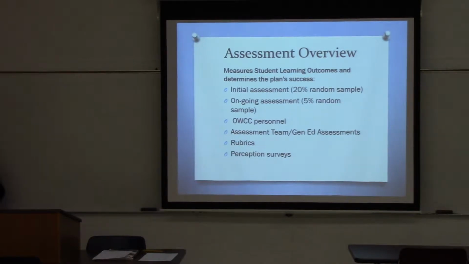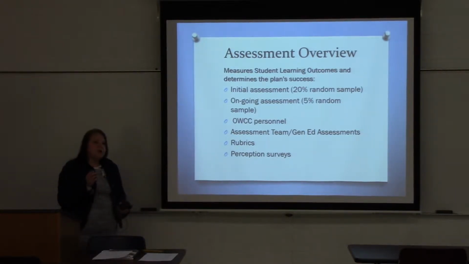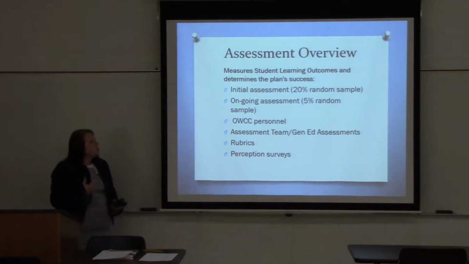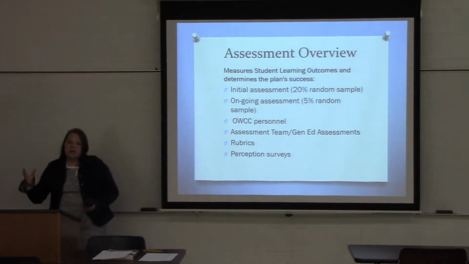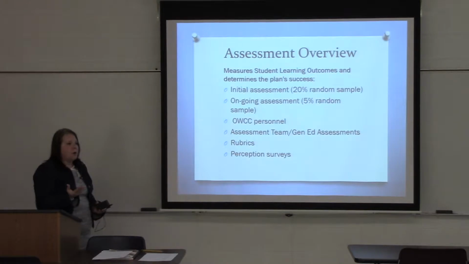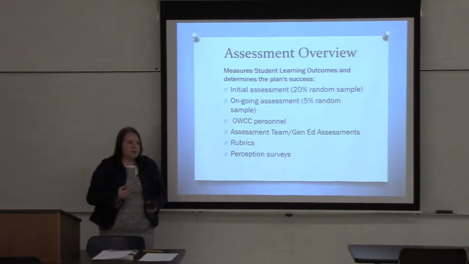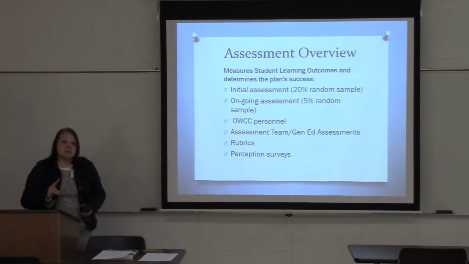Now, the assessment piece of our plan is going to measure our student learning outcomes and determine our plan's success. We will be doing both direct assessment measures as well as indirect assessment measures. So the initial assessment is going to come with our 20% random sample. What that means is that when the department or the area of instruction fully implements, so when you fully implement the QEP in the fall of 2016, we're going to be taking 20% of a random sample of both the oral artifact and the written artifact from the 2 intervention courses that we selected.